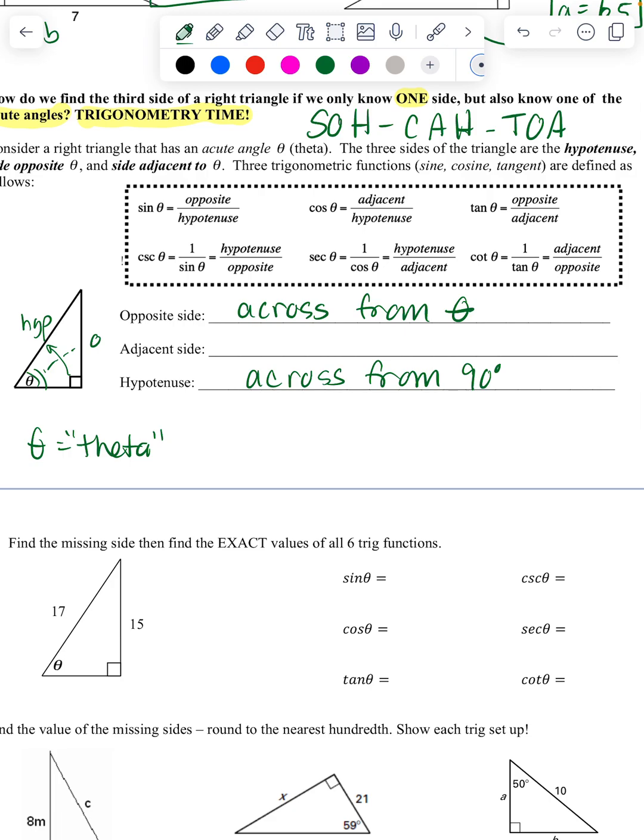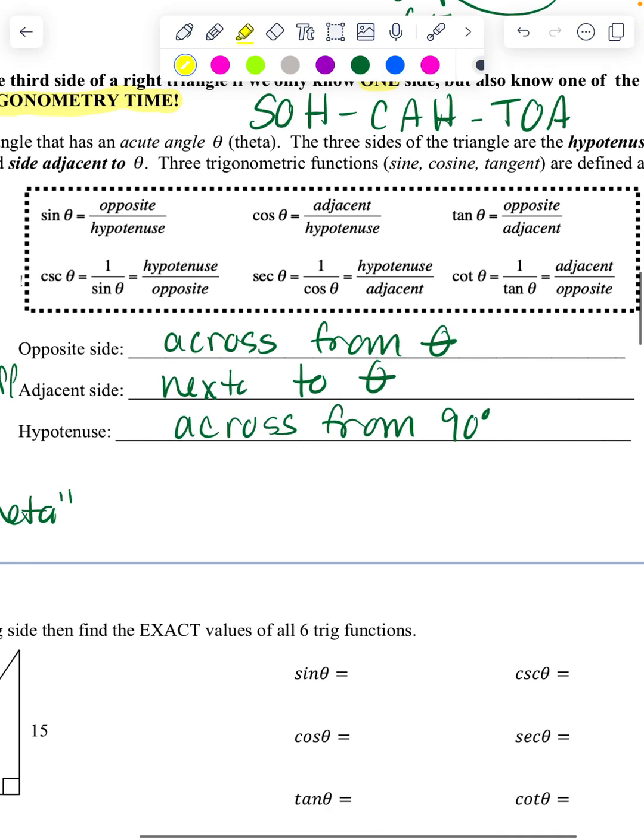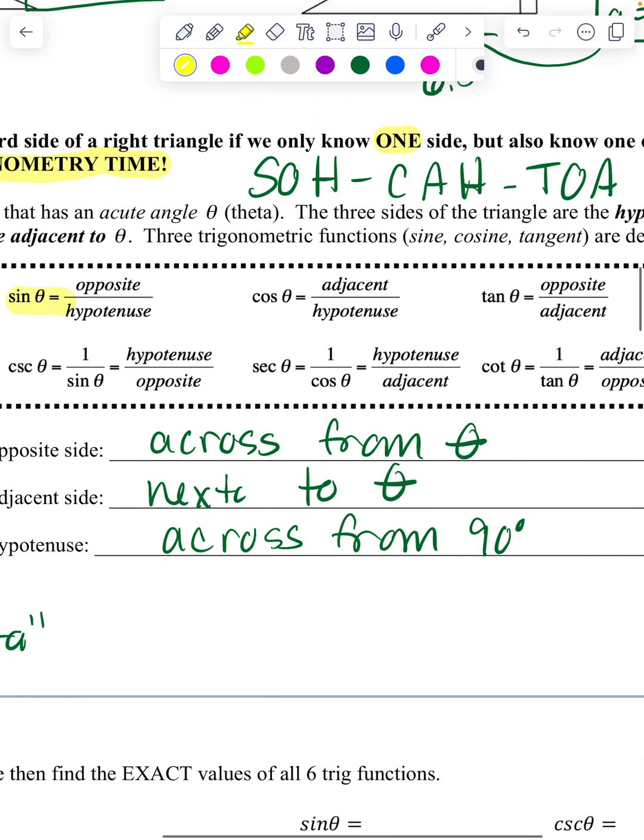And then the adjacent, I always kind of do that one last because it's the one that's touching the angle. So it's like next to that theta, but it's part of the legs that form the 90. So I always label it last because the easier ones are across from the angle and across from the 90. So you've done this relationship series before where sine is opposite over hypotenuse, cosine's adjacent over hypotenuse, and tangent's opposite over adjacent. That's where this came from.